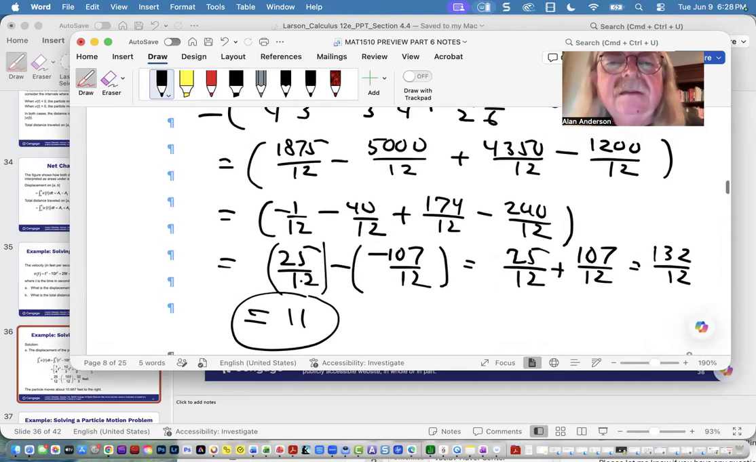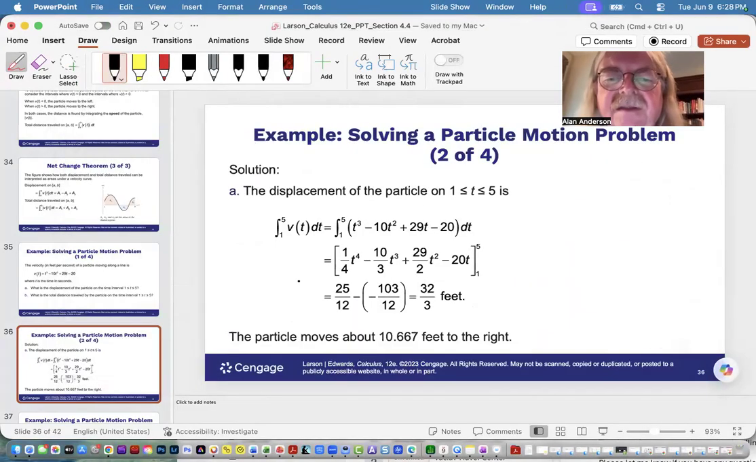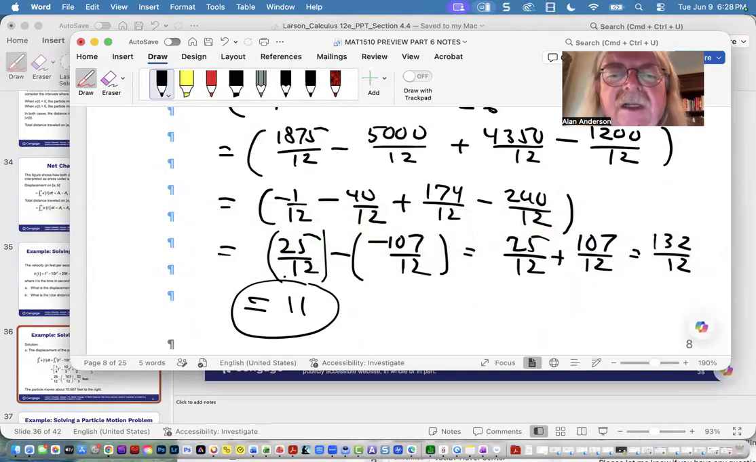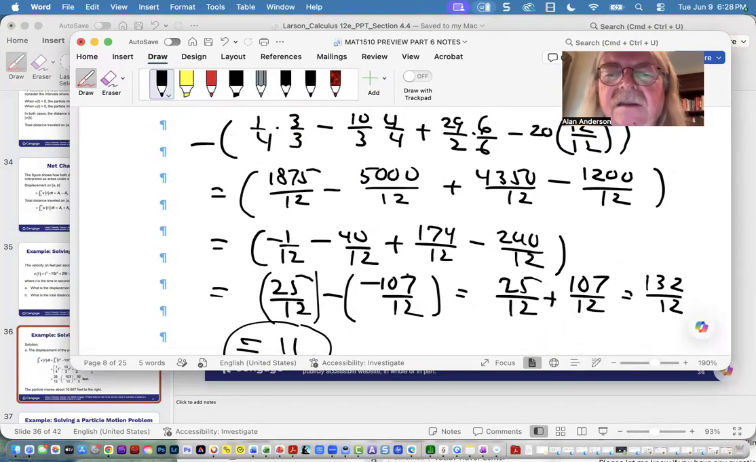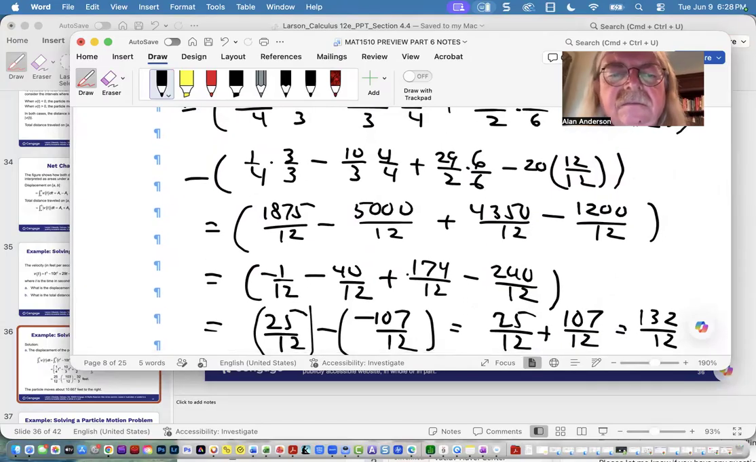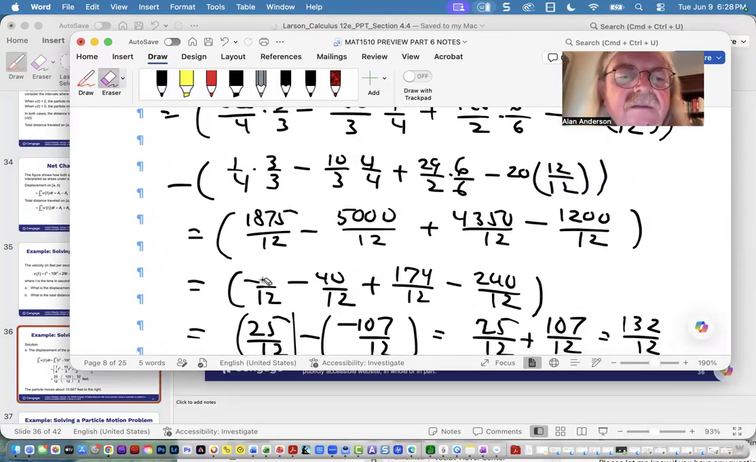All right. And so, forgot what the, oh, so that would be the so-called displacement. Oh, no, I must have made a typo in there somewhere. I've got 25 twelfths right, but the 10, what happened here? 107. It's 103. I know what I did wrong. I left out the 3 here. Well, that was stupid. All right, let me try that again.